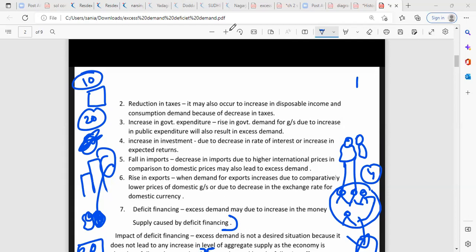Ma'am, what is the G/S? Domestic goods and services. They have written it short, but you can write the entire thing, because in exam if you write GNS, then ma'am will also give GNS. So write the entire thing, goods and services.